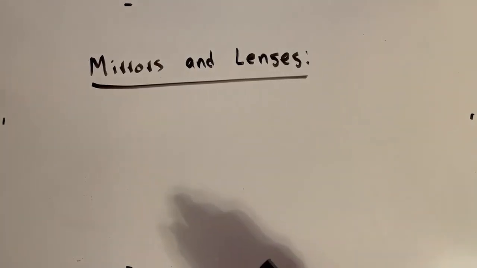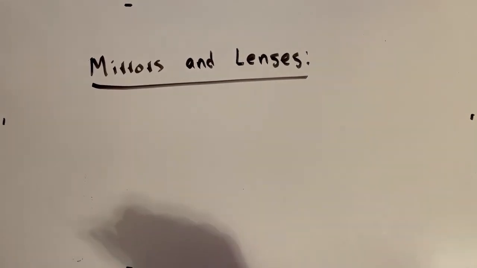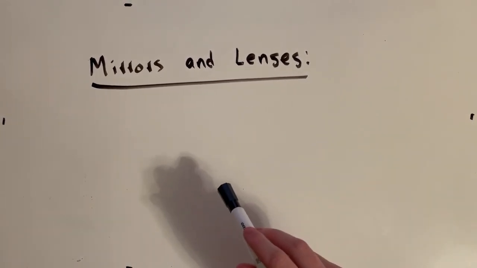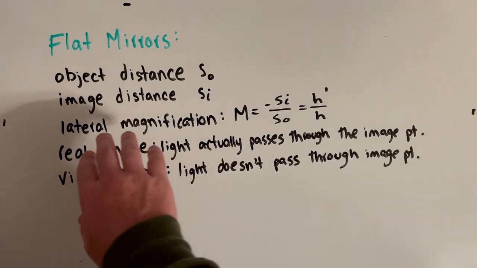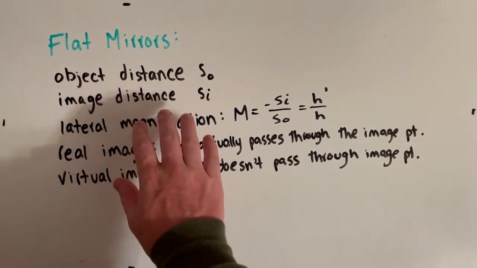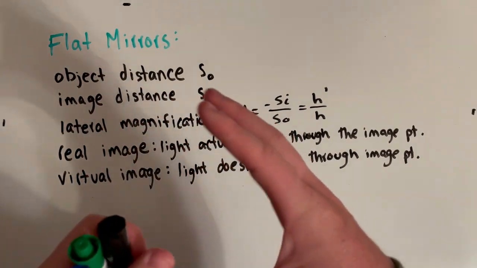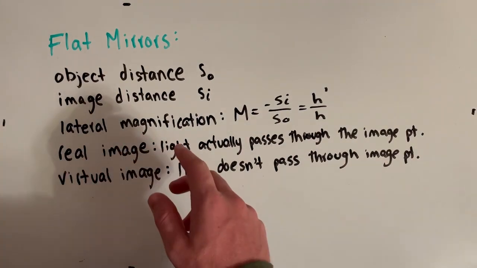For my physics teachable moment project, I'm going to be going over mirrors and lenses and identifying all the unique characteristics about each of those. So for object distance, we're going to use the variable SO. Object distance is the distance that we have an object away from a mirror or a lens. For image distance, this is going to be the same thing.